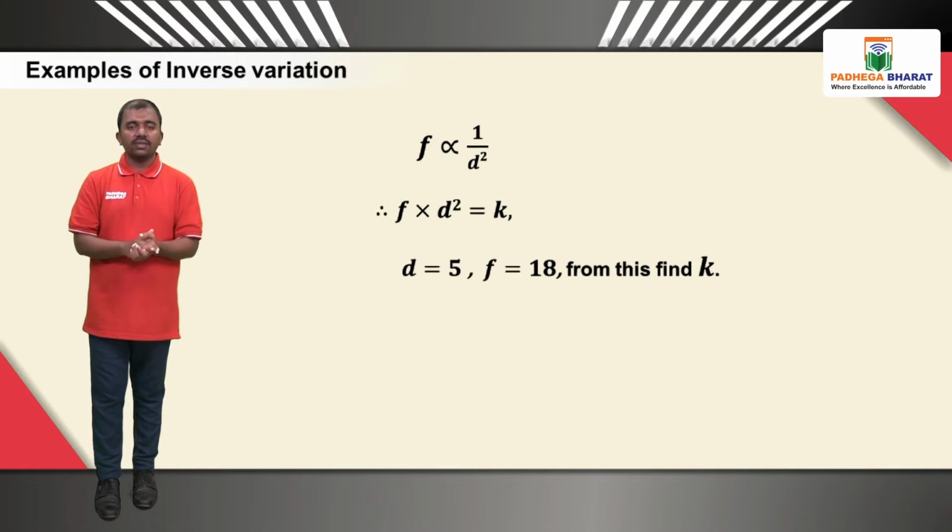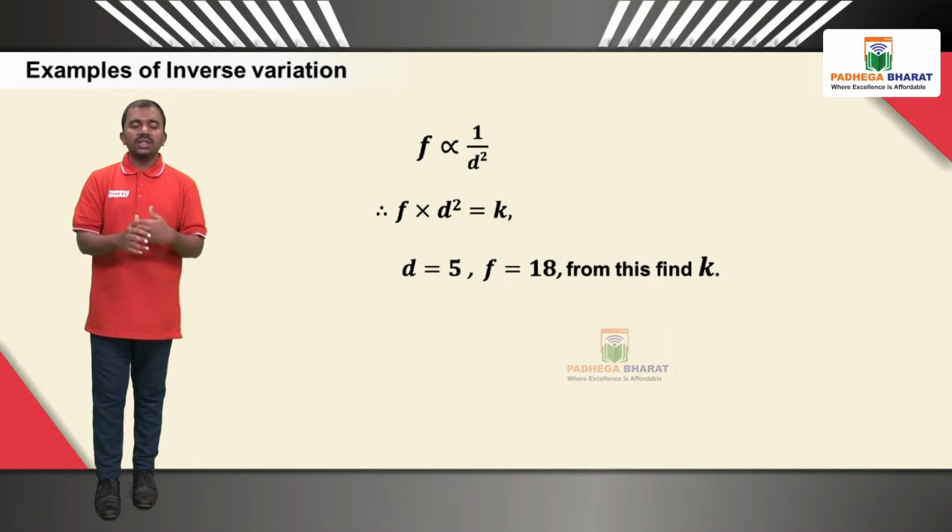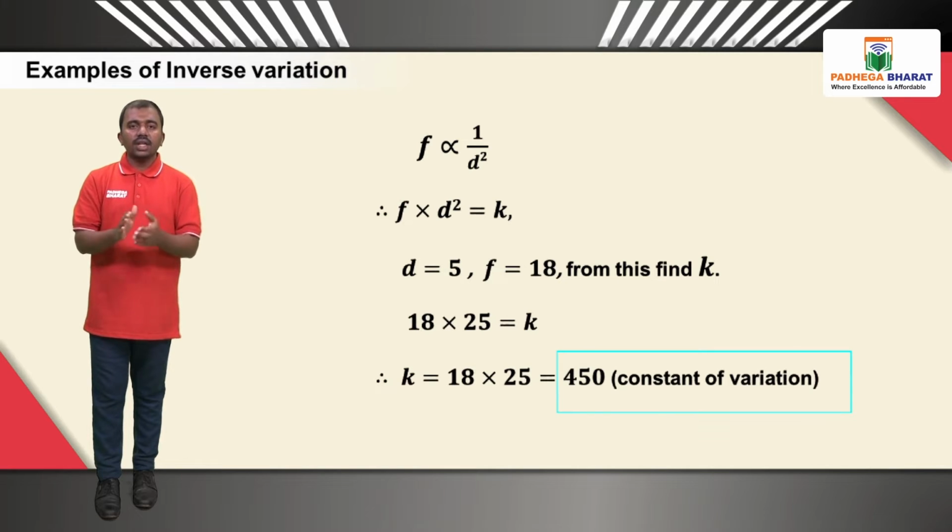Now the D value is 5 and the F value is 18. From this we find K. K is equal to F into D square. The F value is 18 and D square is 25. Therefore, K is equal to 18 into 25, that is equal to 450. That is the constant of variation here.